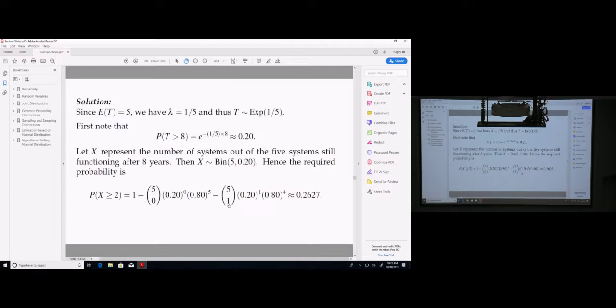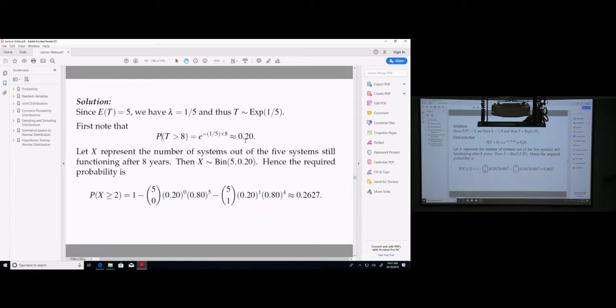So the first thing is to handle one system at a time. We were told that the expectation of t, on the average, is 5 years, and so the rate is 1 out of 5 years. This is our notation in this module, but the notation is not universal, all right? As a result, the probability of t bigger than 8: remember e to the power minus lambda x, and lambda is 1 over 5, and x is 8. I calculated it, and it is equal to 0.2, all right?